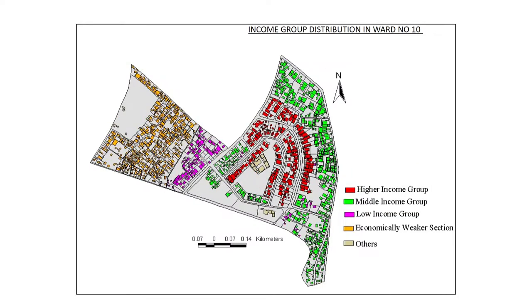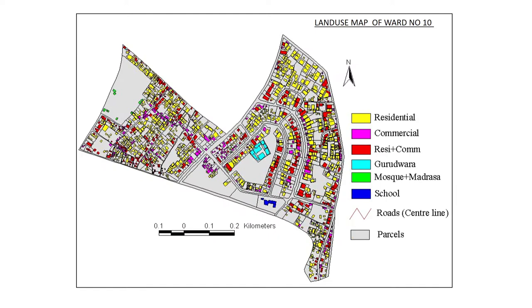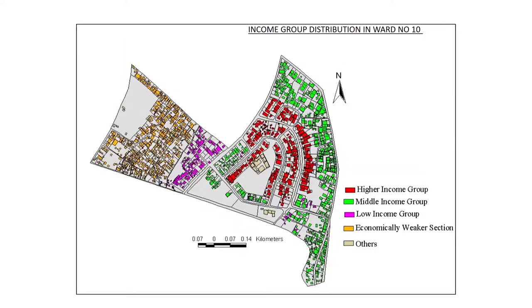Then we also tried to find out, you see, after generating a base map or a footprint map, we started associating the various attributes with each building. The first attribute which we associated was the land use. The second thing we did is the income group. What we are finding is that there is a clear segregation between the income groups. The higher income group tends to aggregate here, the middle income group tends to aggregate here, and the low income group and the economically weaker group tend to aggregate here.